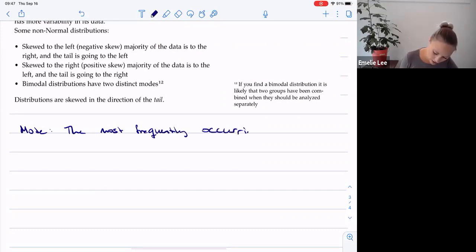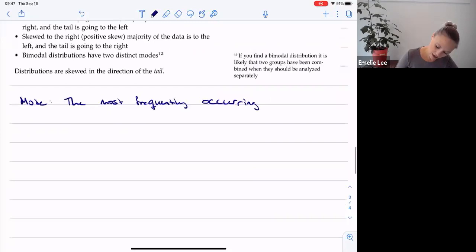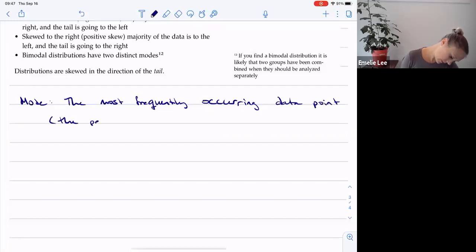Frequently occurring data point. The peak of the histogram.